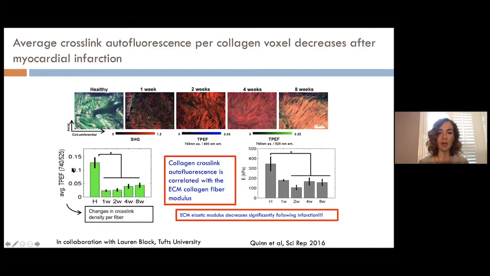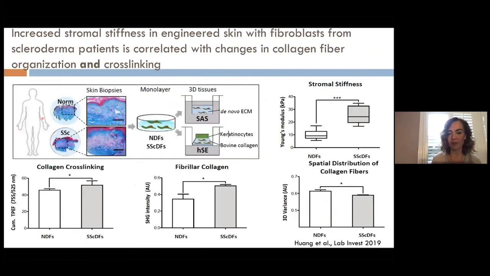But when we looked at the mechanical, the elastic modulus of these decellularized matrices, and compared the infarcted versus non-infarcted hearts, we saw that the metric that was most correlated with biomechanical function was actually the label-free autofluorescence associated with collagen associated with the crosslinks. So in this case, cross-linking seemed to be a defining factor in terms of the biomechanics of the tissue.